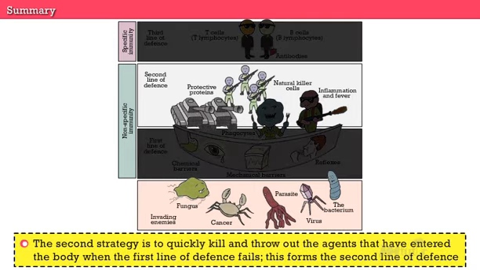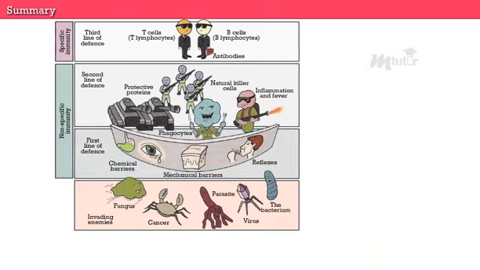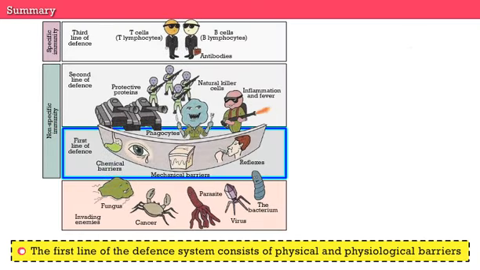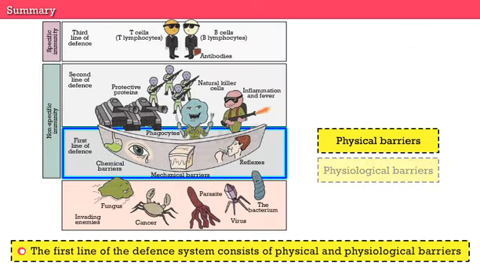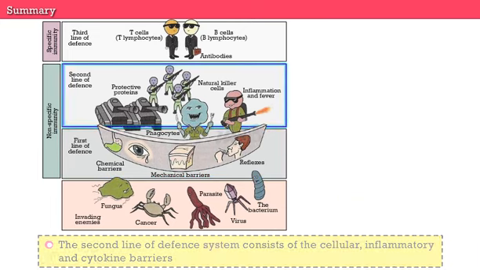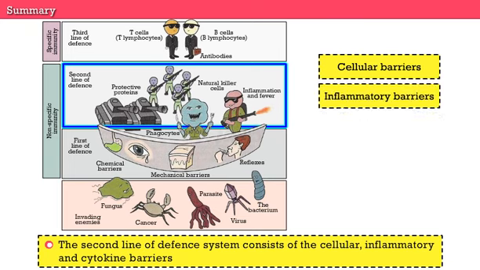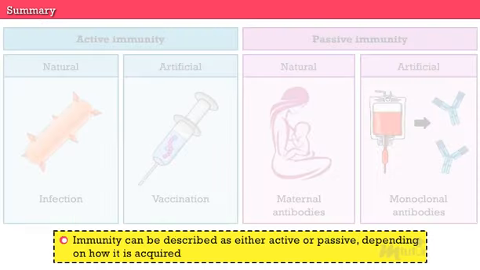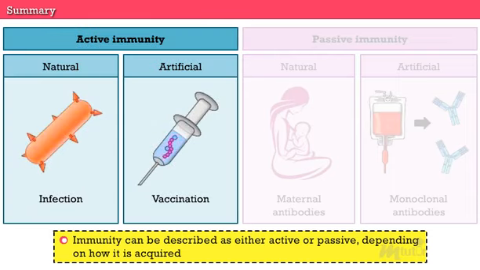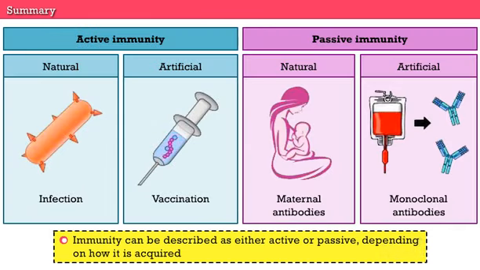The second strategy is to quickly kill and throw out the agents that have entered the body. When the first line of defense fails, this forms the second line of defense. The first line of defense system consists of physical and physiological barriers. The second line of defense system consists of the cellular, inflammatory, and cytokine barriers. And immunity can be described as either active or passive, depending on how it is acquired.